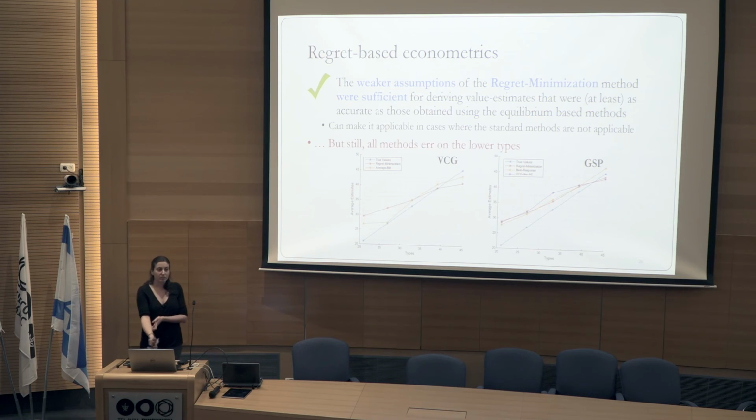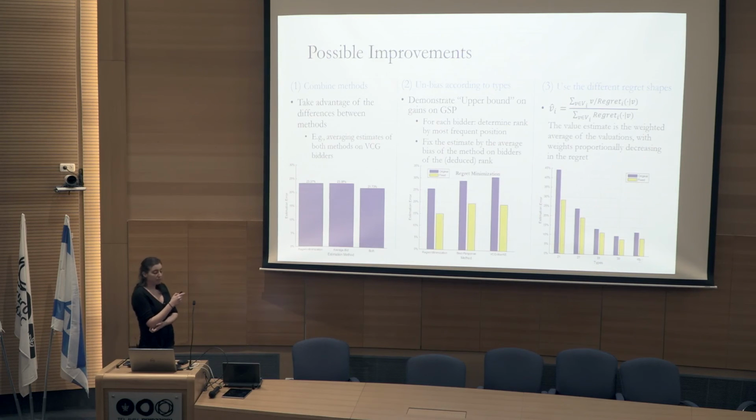However, we also saw how all methods still make mistakes, and especially on the lower type players. So now we ask, how can we improve the estimates? And in the paper, we suggested a few possible improvement directions. First, we suggested that even if we just combine the methods, because different methods have different sources for their mistakes, we get something by just combining them. And we see that on our VCG bidders and show how even if we just take the estimate that we got using the average bid and the estimate that we got using the regret minimization and average these two, we get a better estimate than using each one of the methods separately. So this is one thing, and very simple.